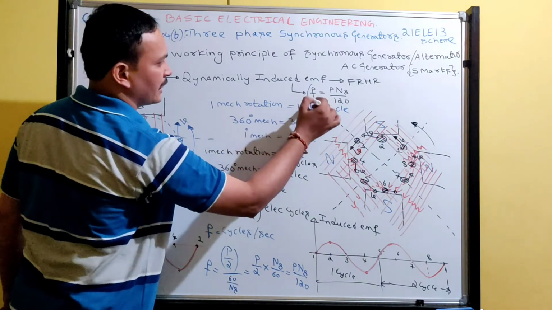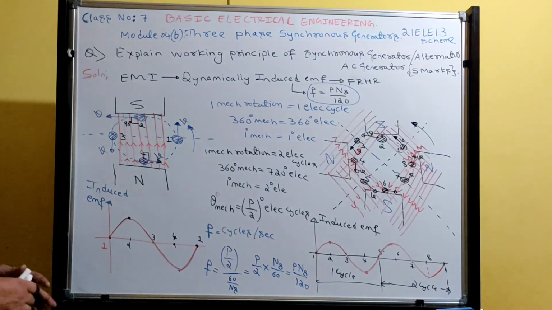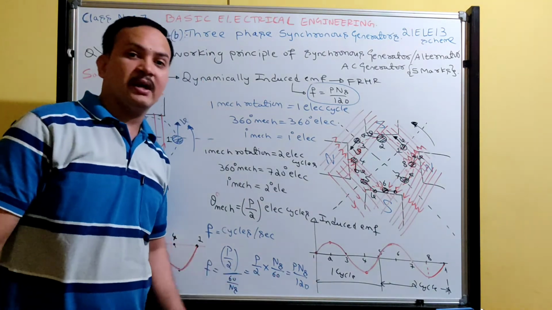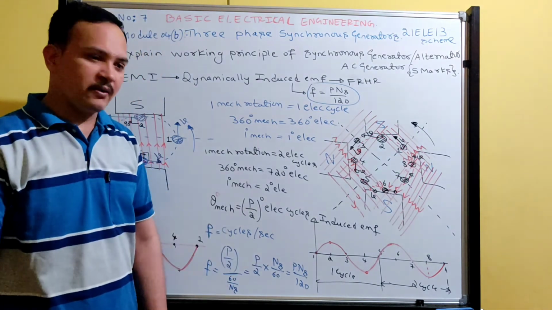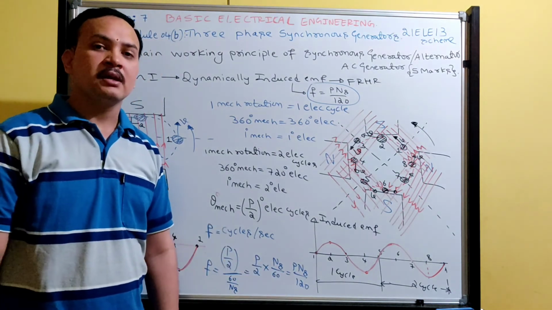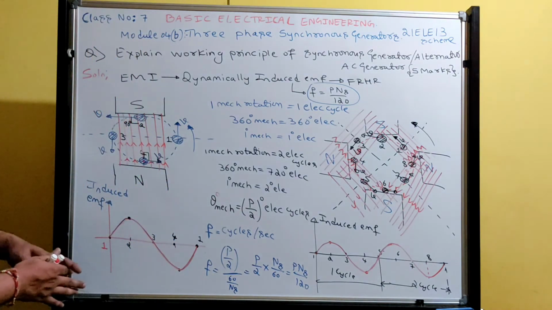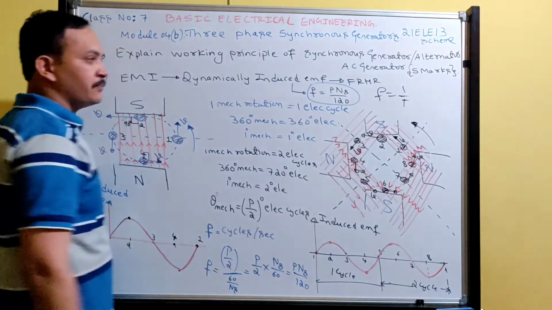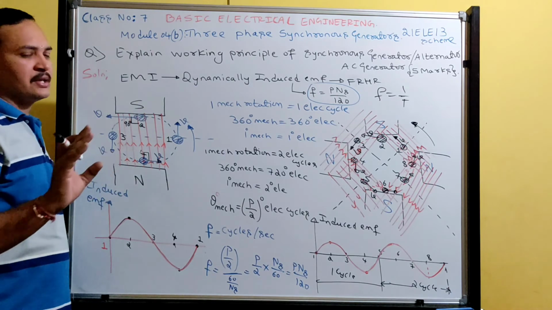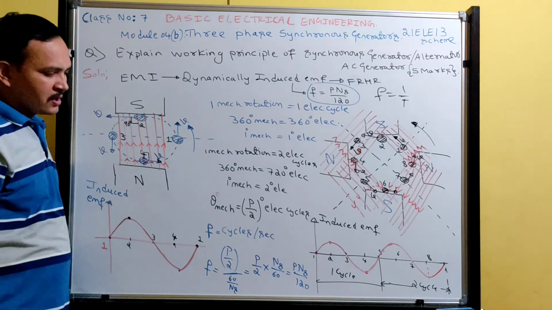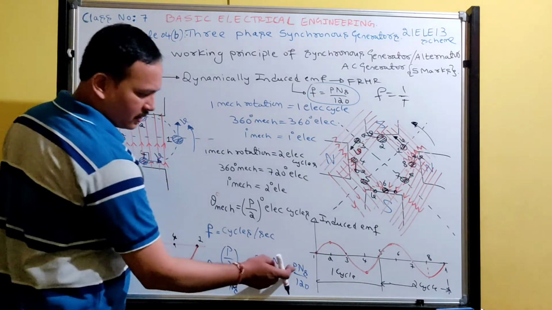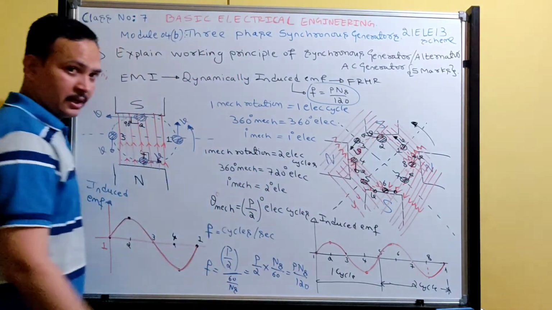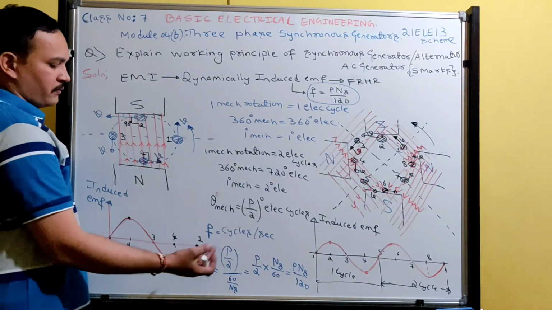So that is what I wrote at the start. What is the frequency of the induced quantity in an alternator? It is given by P_ns by 120, where P is the number of poles and ns is the synchronous speed. Okay, got it? So don't write the equation F is equal to 1 by T, 1 by time period. That is different, used for analyzing alternating quantities. This is the actual frequency from the machine parameters: the number of poles and the speed at which it runs.